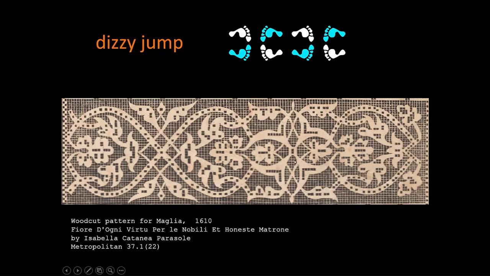And we can see that in our edging here as well. So there's a mirror that goes down the length of this edging, and then there's another one that goes across the edging, one here, and another different one here.